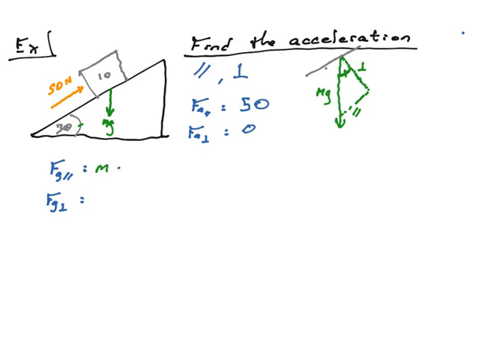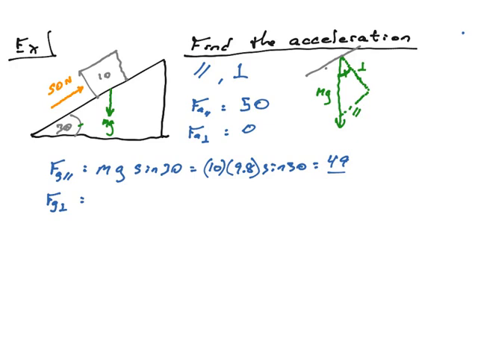M, whoops, let me do it in blue. M times G times sine 30. So what's M? 10. G, 9.8. Sine 30. And if you plug this in your calculator, you get 49. That's the calculation.